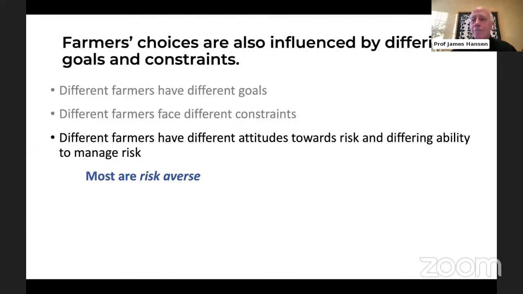So as a result of these factors, there's no one management decision that's right for all farmers based on, for example, a forecast. Farmers, even within a community, within a farming system, may respond very differently to weather and climate information.